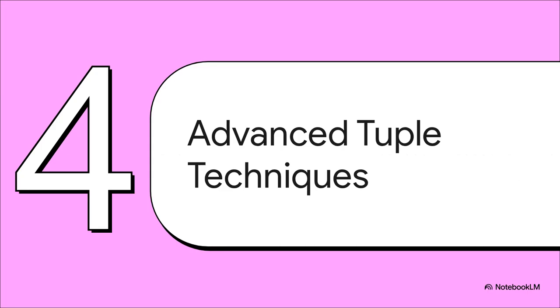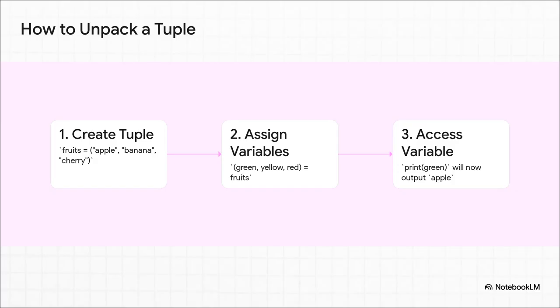Okay, so you've nailed the fundamentals. You get the key differences between tuples and lists. So now let's level up and check out some of the more elegant and powerful tricks you can do with tuples. This right here is one of my all-time favorite Python features. It's called unpacking. It's this beautiful way to assign each item inside a tuple to its own separate variable, all in one clean, readable line of code.